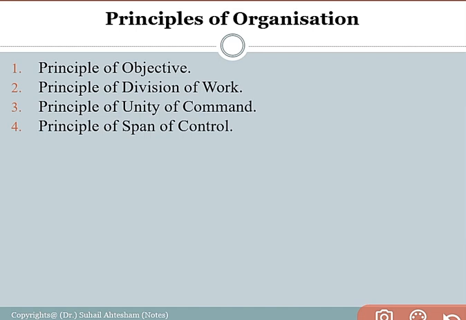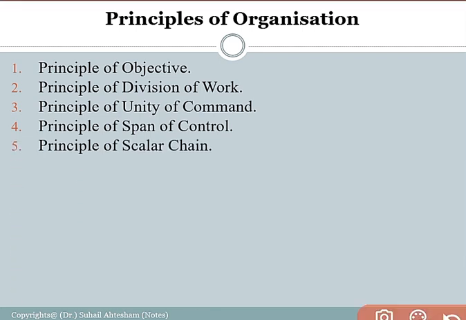Next principle is principle of span of control. A span of control is related to limits of employees or limits of subordinates to a supervisor. It means there must be limited number of subordinates under the single supervisor, right? So that the supervisor can manage the subordinates and manage the day-to-day performance of the employees in the formal organization, right? So there must be some limit of subordinates under one supervisor.